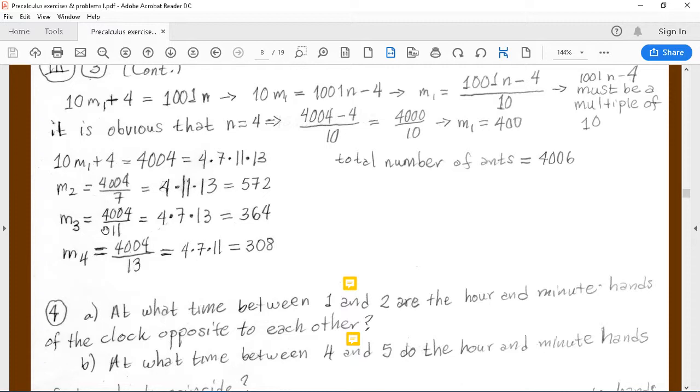The same way, we have M3 equals 4004 divided by 11, and M4 equals 4004 divided by 13, which means that M3 is 4 times 7 times 13, which is 364, and M4 is 4 times 7 times 11, which is 308.